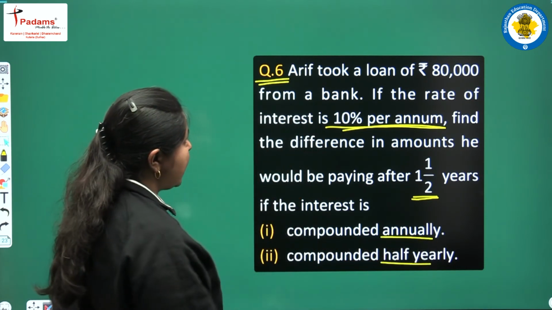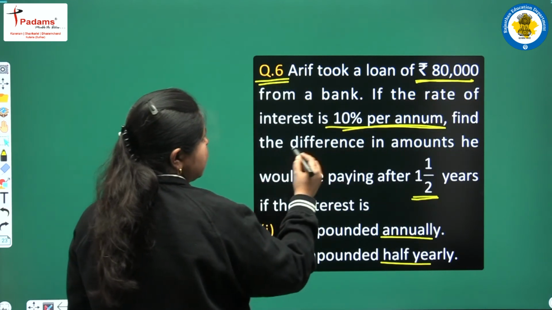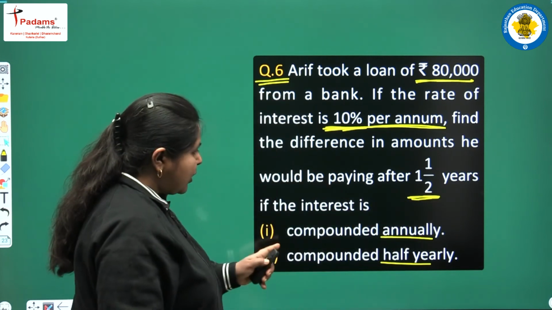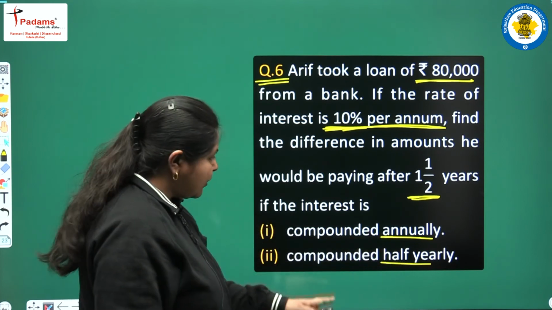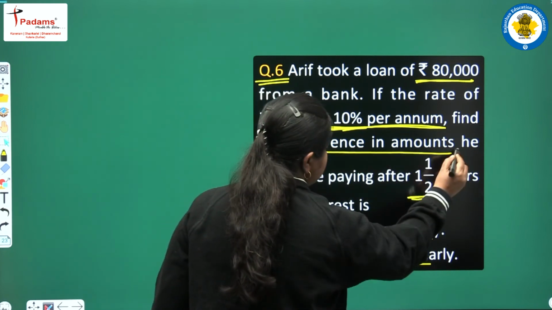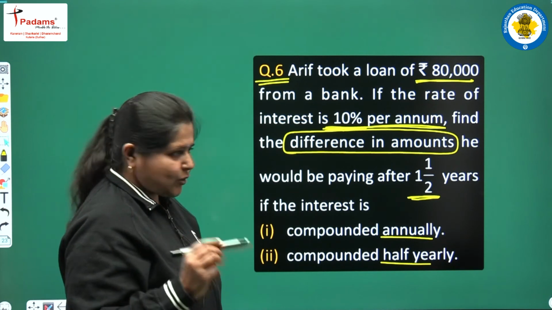तो यहाँ पर आपको देखिए ये तो दिया है प्रिंसिपल 80,000 रुपीज़, आपका रेट है 10% और टाइम है 1.5 ईयर. और पहले आपको एनुअल कंप्यूटेशन करना है कंपाउंड इंटरेस्ट का और फिर हाफ ईयरली कंप्यूटेशन करना है और फिर दोनों ही केस में जो अमाउंट आ रहे हैं उनका डिफरेंस फाइंड आउट करना है. सो लेट अस बिगिन.